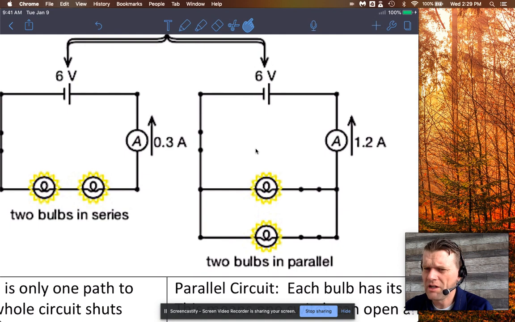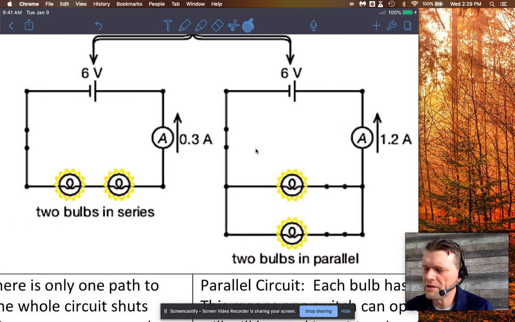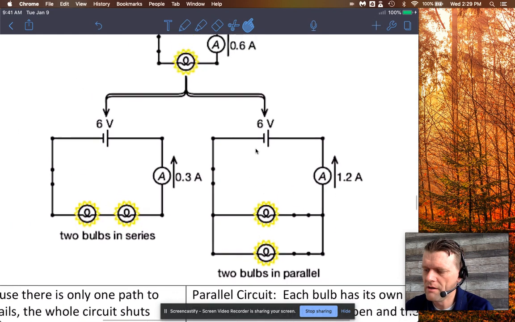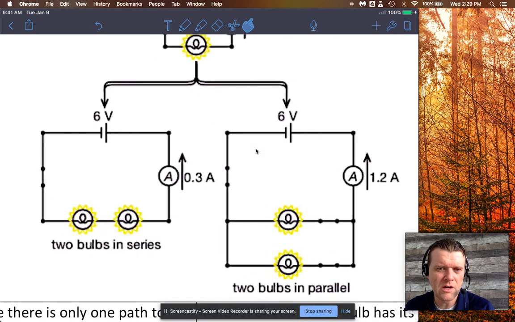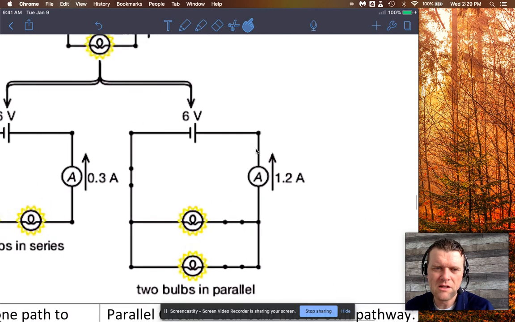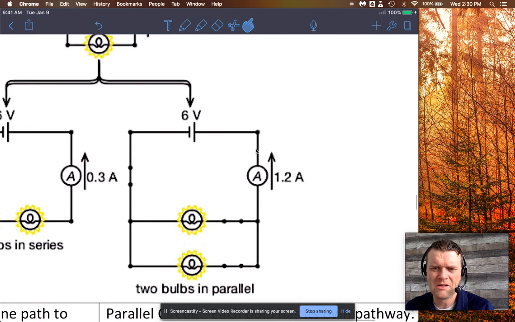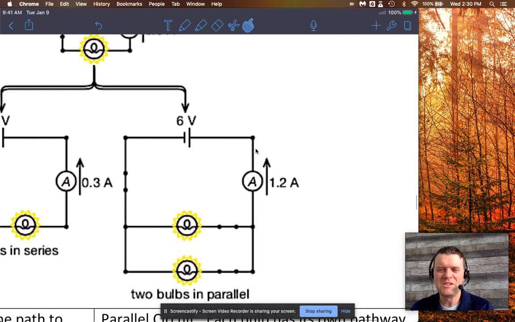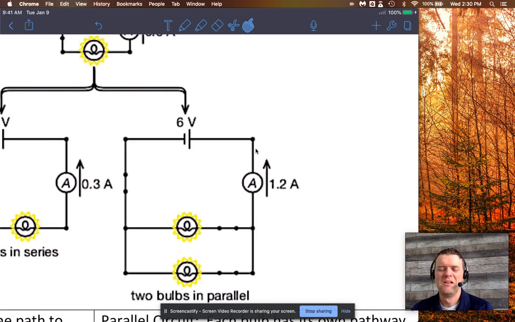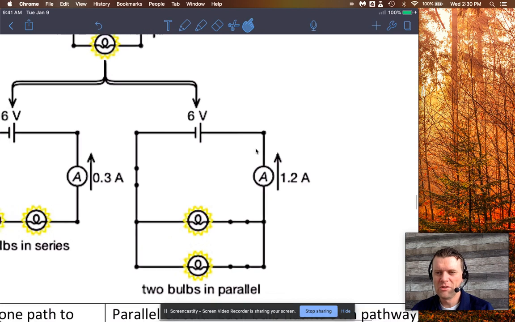And what's interesting is it looks like the current dropped down in the series circuit. It went from 0.6 to 0.3, but then in the parallel circuit, it went up. Like it went from 0.6 amps all the way to 1.2 amps, like it doubled. So how did that happen? And what's going on here?